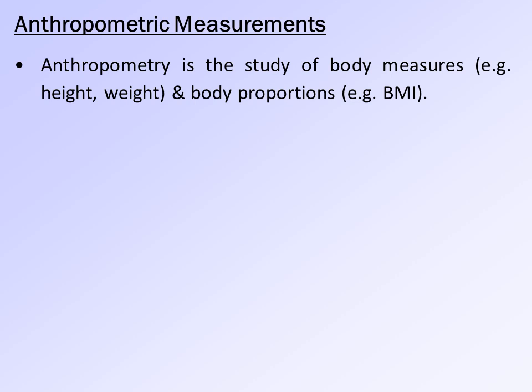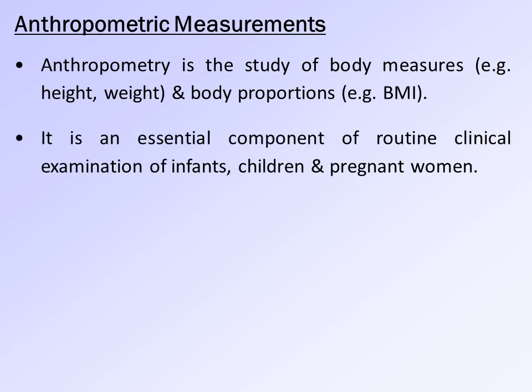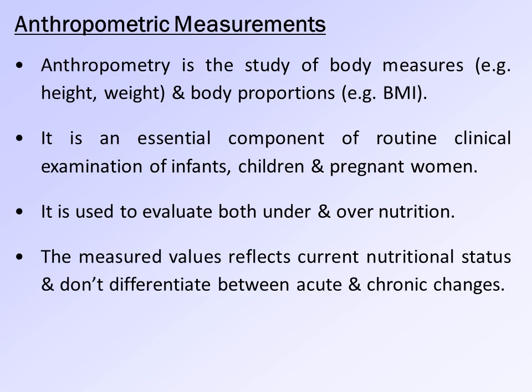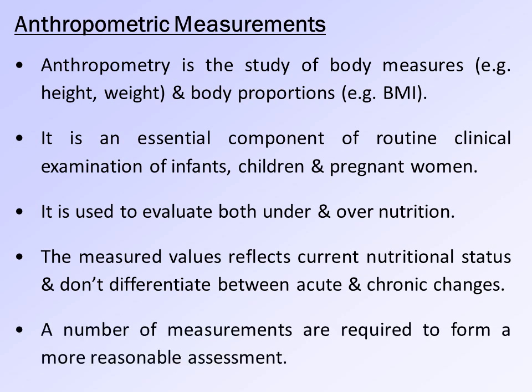Anthropometric measurements. Anthropometry is the study of the body measures, for example height and weight and body proportions such as body mass index. It is an essential component of routine clinical examination of infants, children, and pregnant women. It is used to evaluate both under and overnutrition. The measured value reflects current nutritional status and doesn't differentiate between acute and chronic changes. A number of measurements are required to form a more reasonable assessment.